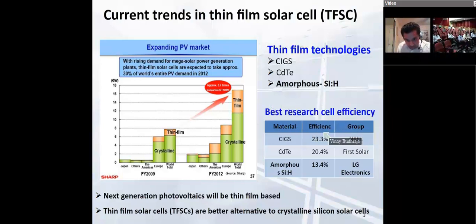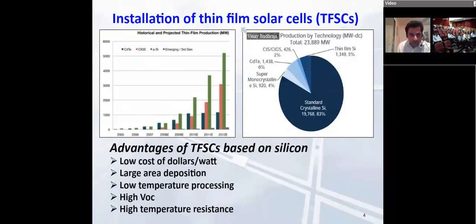Those are the features which give a lot of interest to go in this technology. And here is the table that shows the best research cell efficiencies of CIGS, cadmium telluride, and amorphous silicon solar cells. You can see that these efficiencies are approaching crystalline silicon, so it is promising to replace that technology. In amorphous silicon, a lot of problems still exist, but you can work on this and solve those problems, and it can get a good place in the market. So the next generation photovoltaics will be thin film based, and thin film solar cells are the better alternative to crystalline silicon solar cells. The installation of thin film solar cells tells how it's increasing day by day with respect to the previous years.